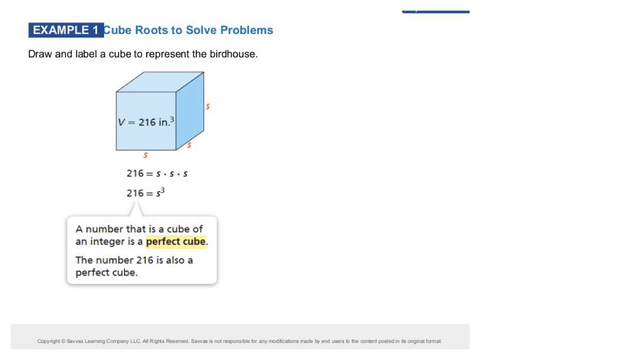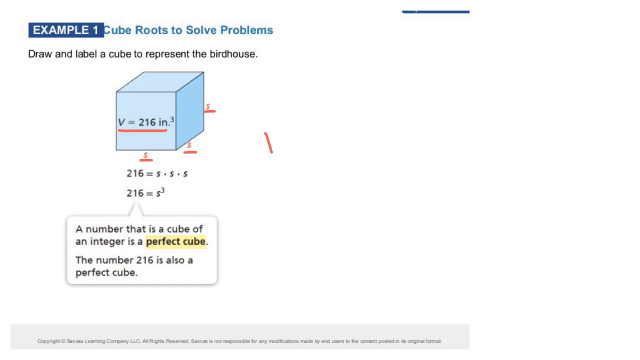Your book is very, very into visual representations. So they drew you a picture of a cube. This is going to represent the birdhouse. And they have put in all of the important information. They have said that the volume is 216 cubic inches, so let me highlight or underline that. And we know because every side is a square, all the sides are the same number. So they're going to use the same letter, S for side.